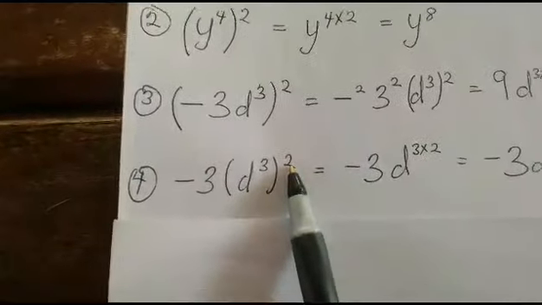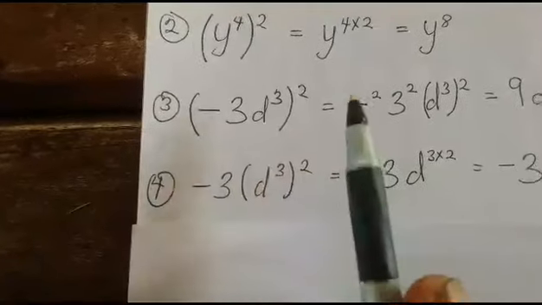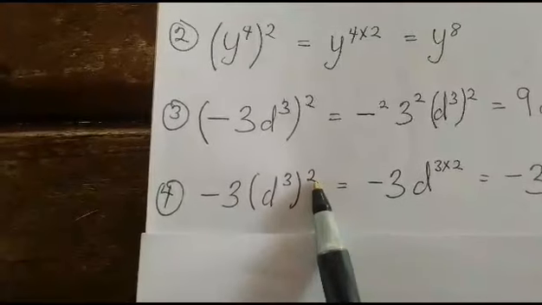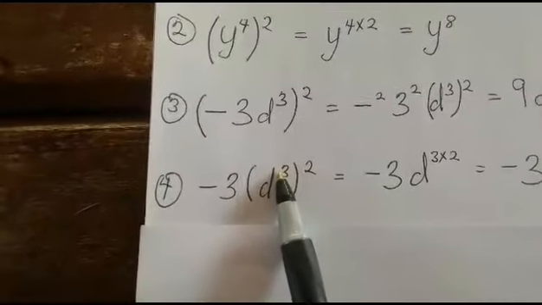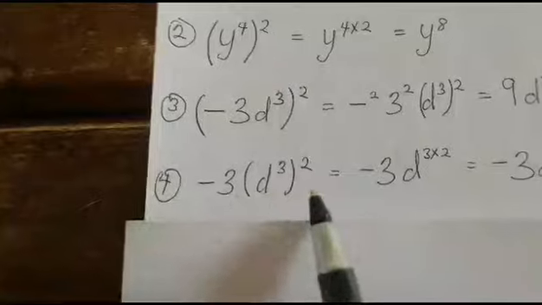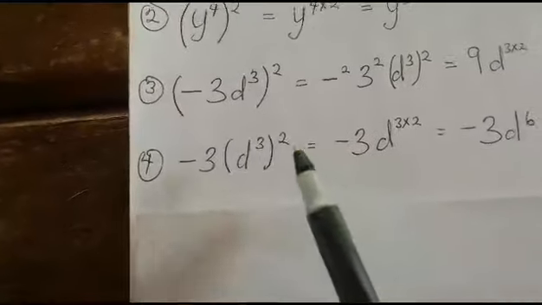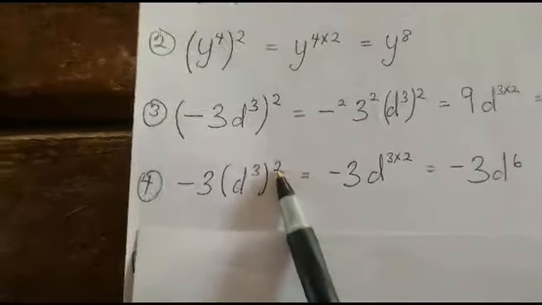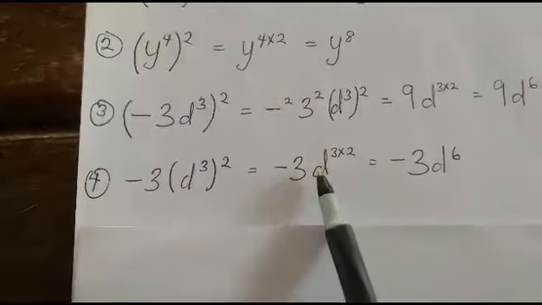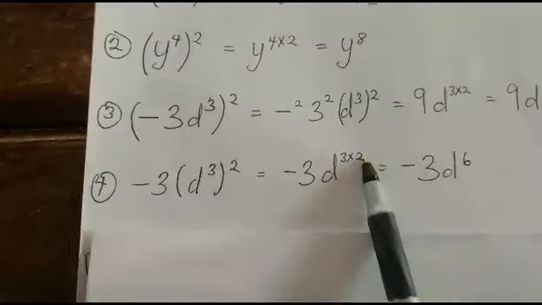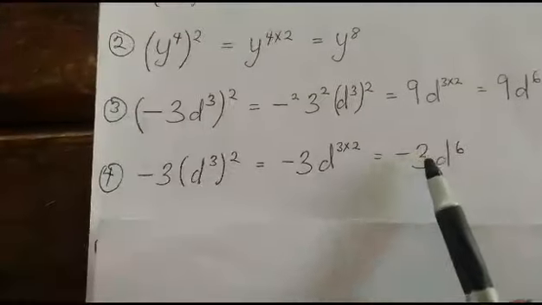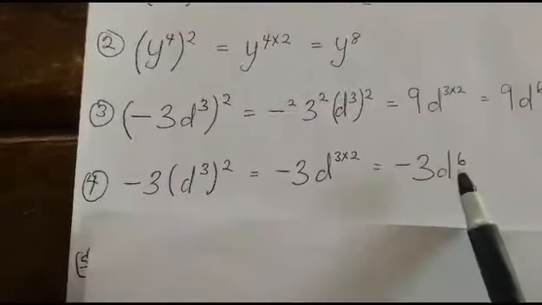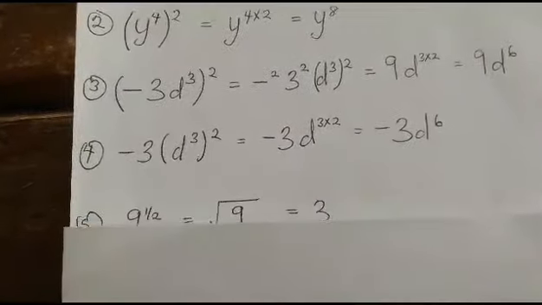Number 3, we are having minus 3 into the bracket of d cubed into squared. Here you realize that the solution of this will be different from that of number 2. This 2 is only affecting this d, so our minus 3 will still retain its status. Then because these two powers are beside each other, you multiply the powers. So you now have minus 3 d raised to the power of 3 times 2, which is 6. So your final answer will now be minus 3d raised to power 6.